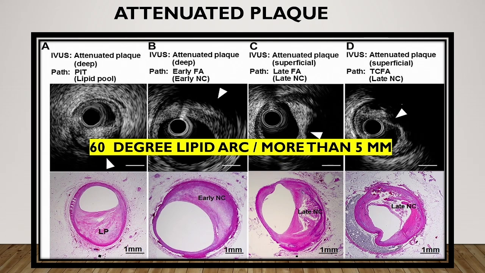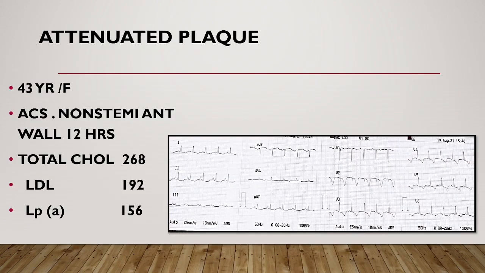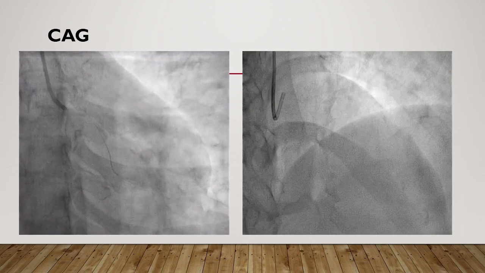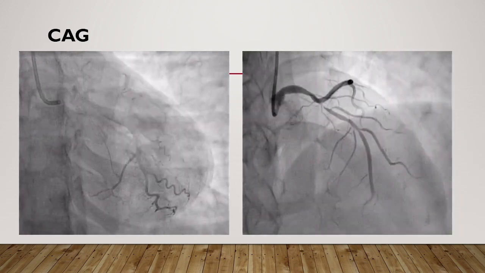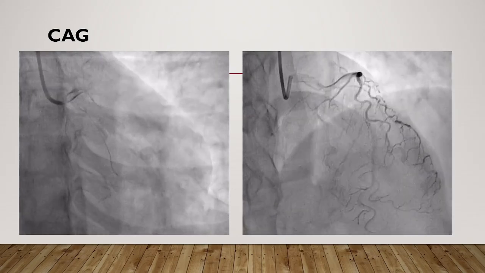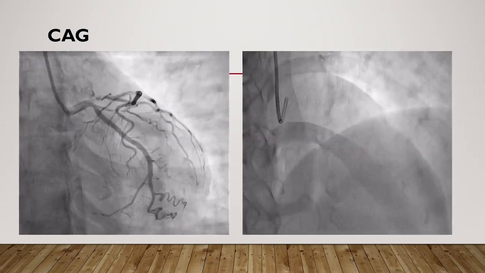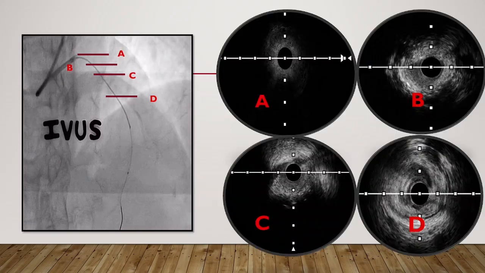What is the clinical significance of this plaque? We see such things in OCT also. So attenuated plaque: this is a 43-year female, non-STEMI, very tight proximal LAD lesion. Look at this lesion. Anybody will be tempted to put a stent from left main to LAD. Very easy, no calcium. So we did an IVUS.